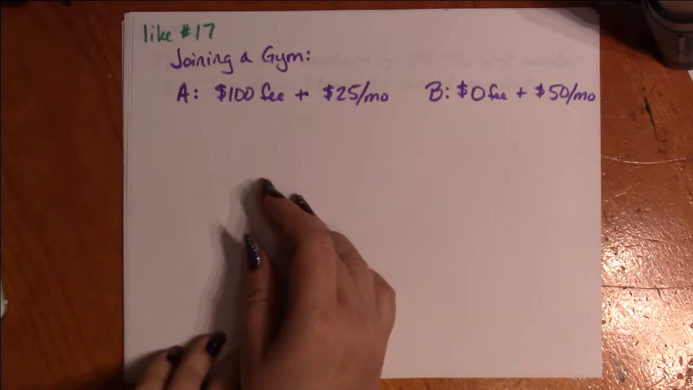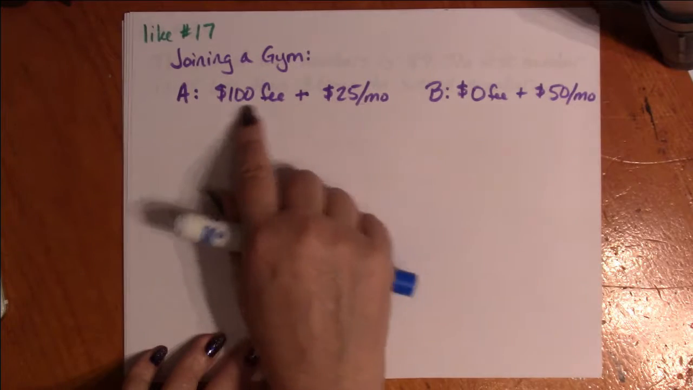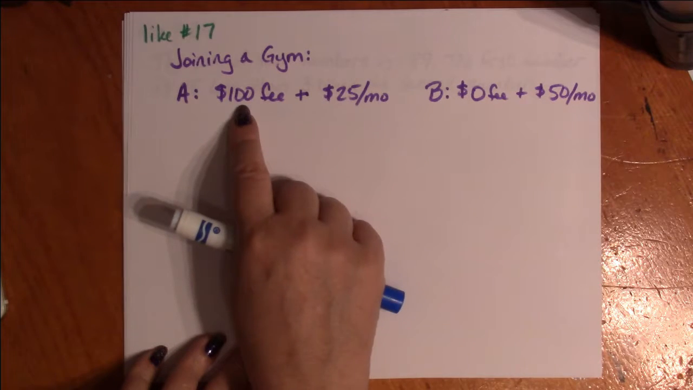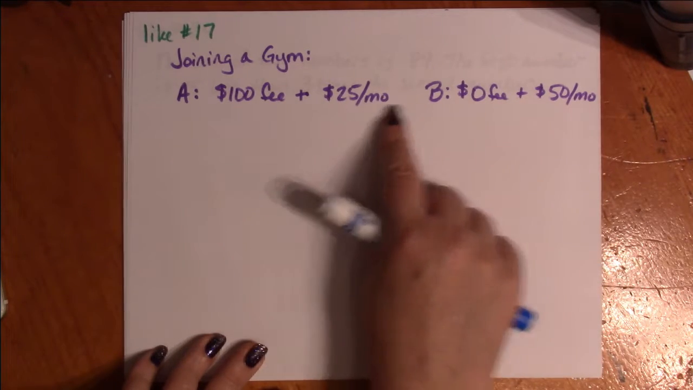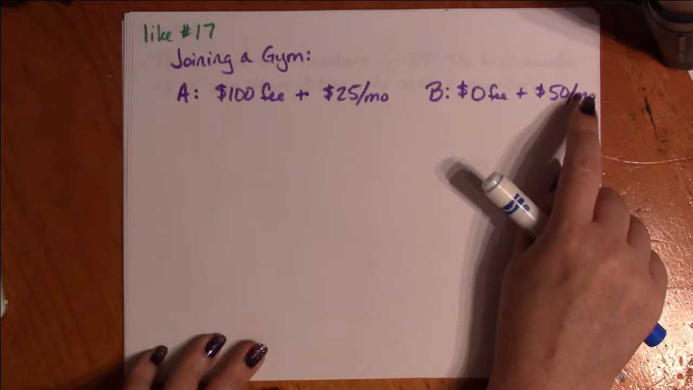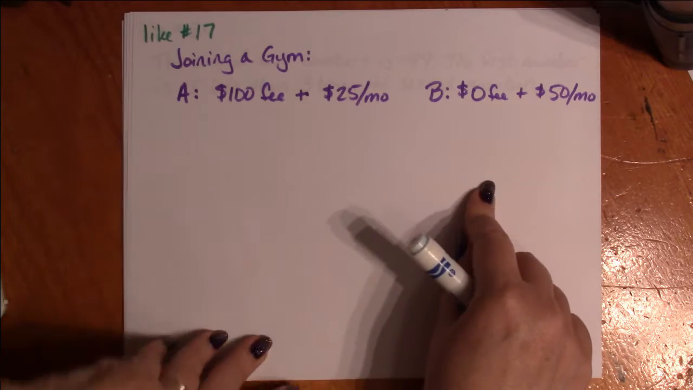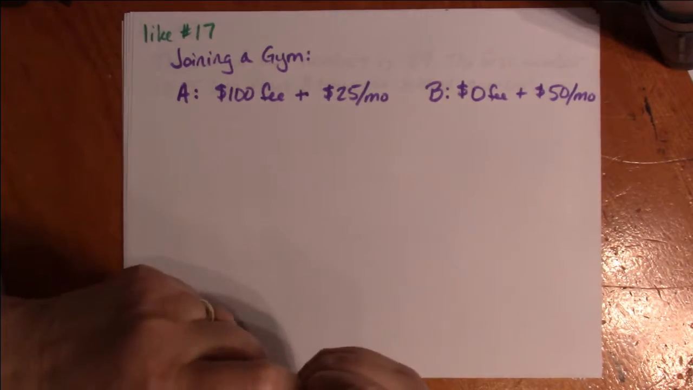So, setting up a problem like problem number 17. We're joining a gym. The first gym has a $100 fee plus $25 a month. The second one has a zero membership fee with $50 a month. And the question is, in how many months will both of them be the same, and what will that cost be? So you're going to set these up.